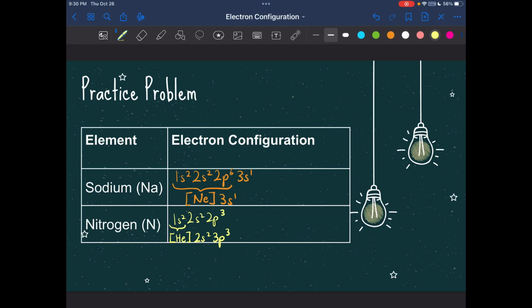Now, Mr. Yo, can we also do it for the orbital diagram as well, the shortcut method? Well, yeah. Just like what you see, you're pretty much doing the same thing. So for example, for sodium, first write down the bracket with Ne, write down 3s, followed with the 1 box, because S has 1 orbital. And then draw 1 arrow sign based on the exponent. And that's how you do it.